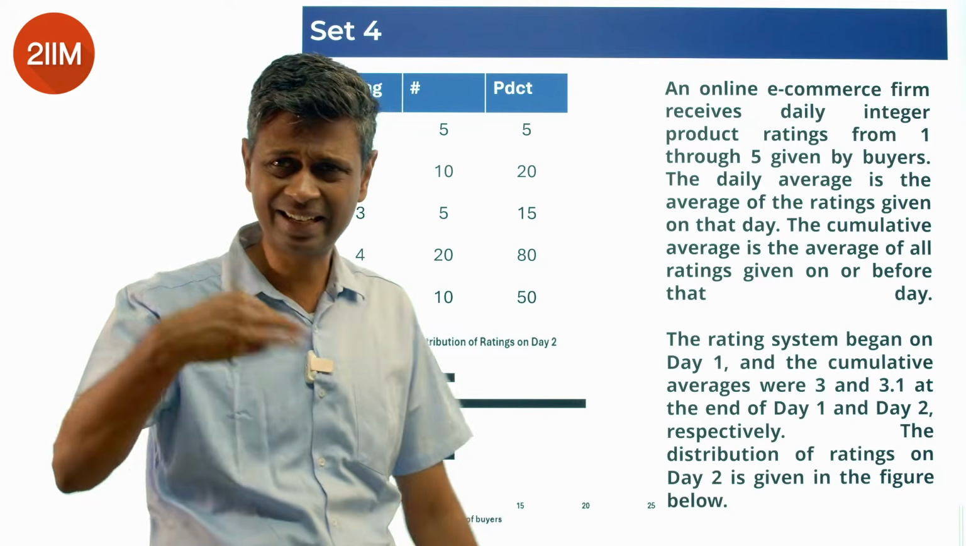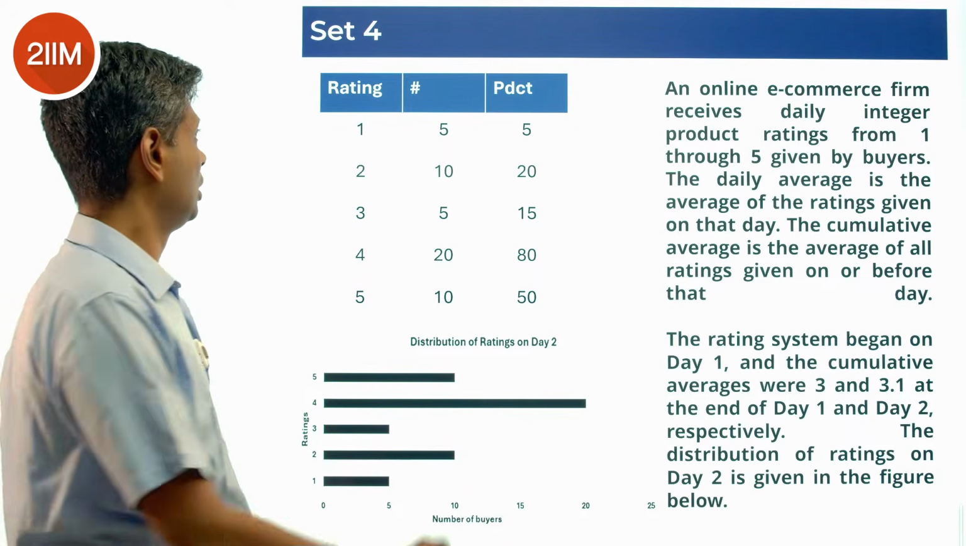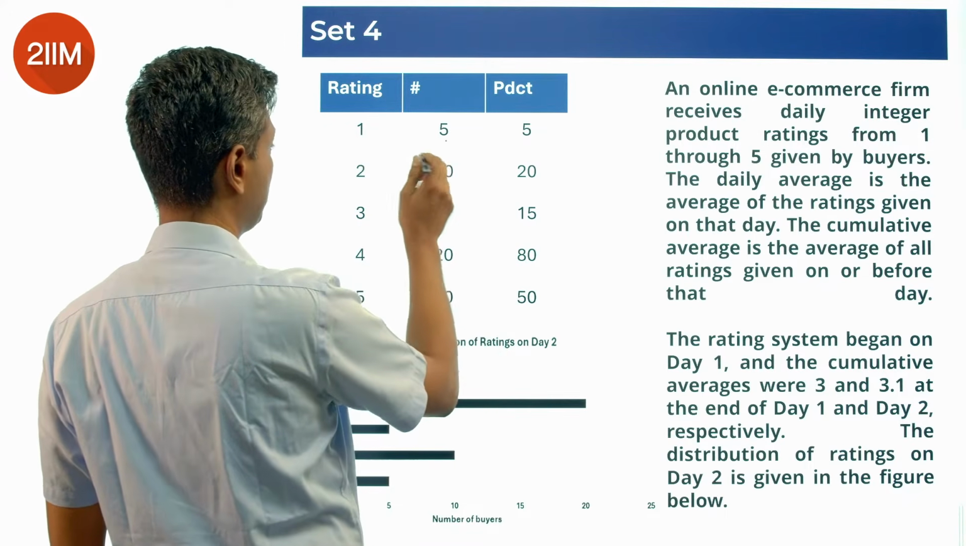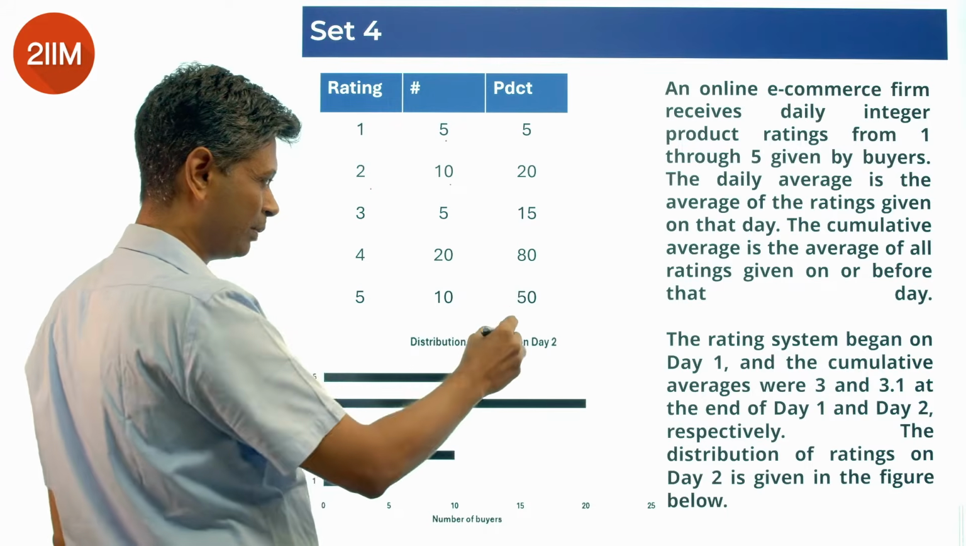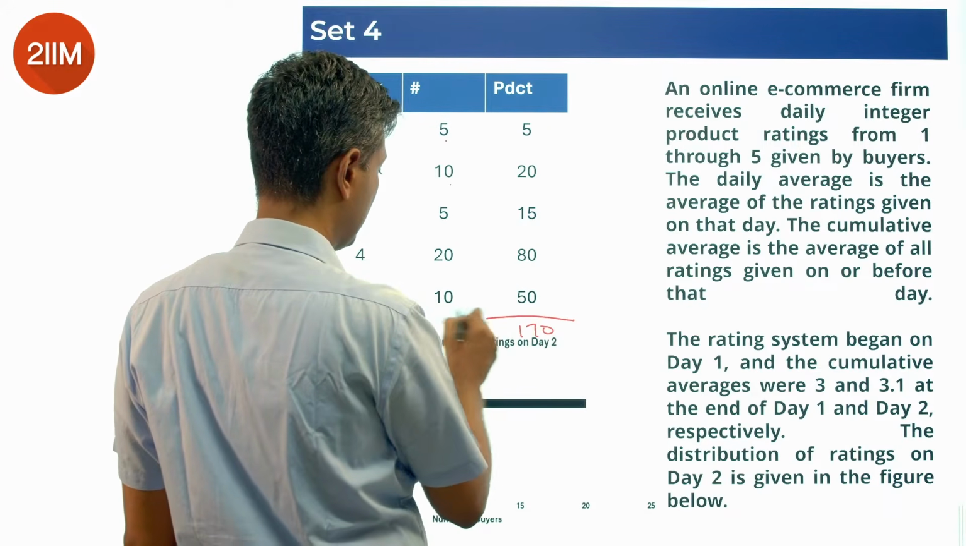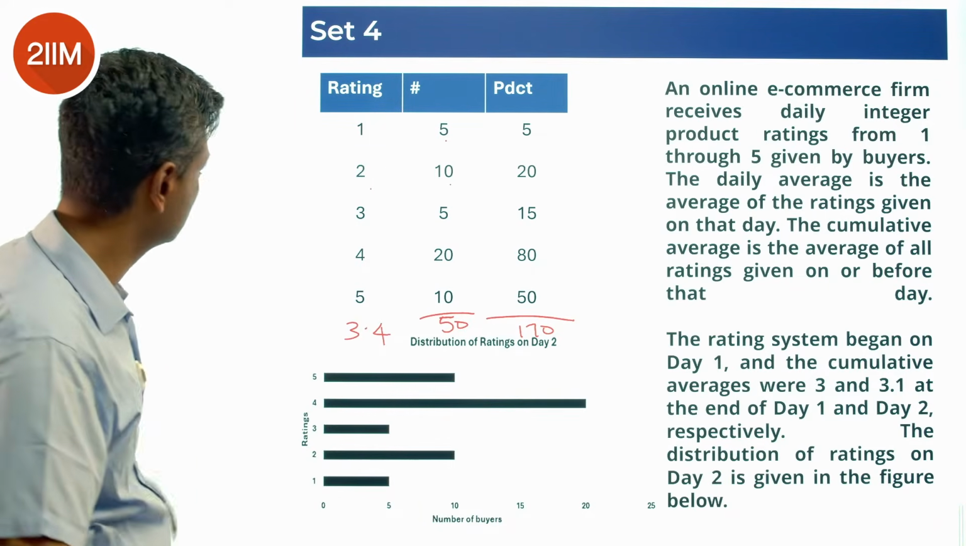And let's crack this grid. Two types of data sets. We've captured all this data. The number of people who give 1 is 5. The number of people who give 2 is 10. We've done all this math. If we add all this up, 130, 150, 170, and the number of people adds up to 50. So the overall average is 3.4 for day 2.